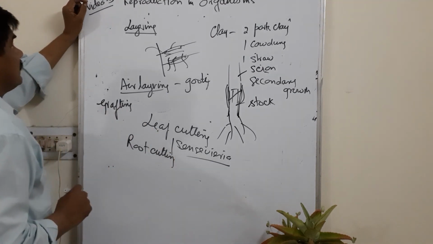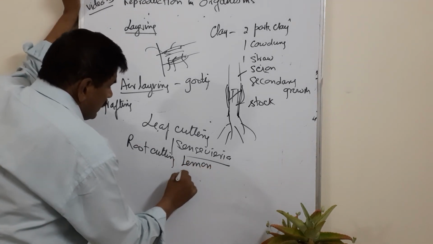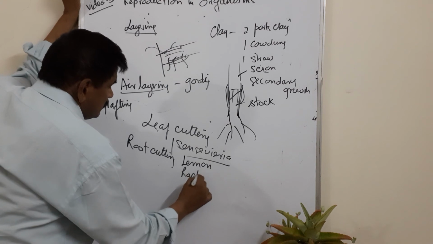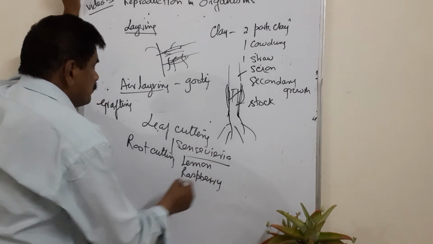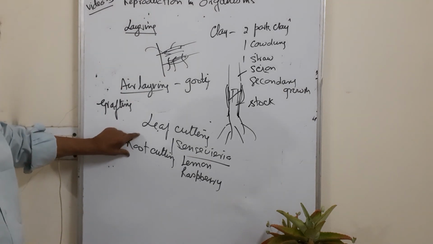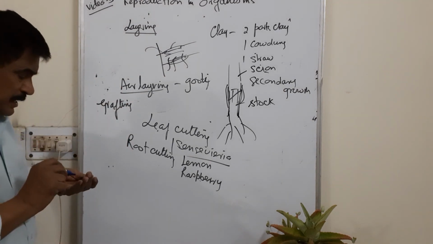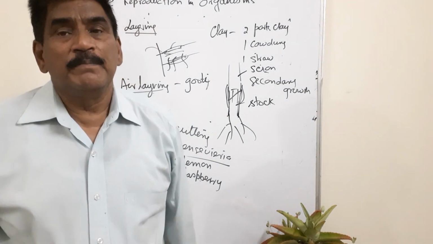Root cutting is used in lemon, raspberry, all these plants. Here, root cutting is used to propagate a new plant. So that is about the vegetative propagation of angiospermic plants.